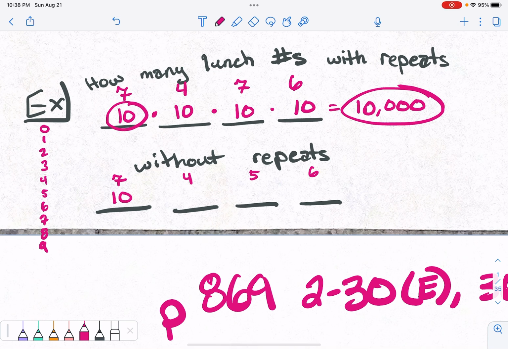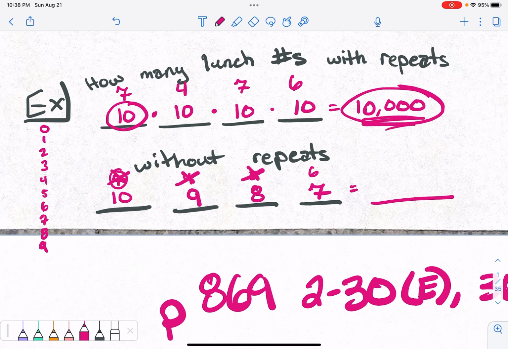So there are 10 numbers that could go in this first spot, but after the 7 is chosen, we cannot use a 7 again, which means there's only 9 numbers that could be chosen, okay? After we choose this as a 4, we can't use a 7 or a 4 again, so there's only 8 options. Then we can't use a 7, a 4, or a 5, so there's only 7 options, and we would multiply those together. Okay, 10 times 9 times 8 times 7, whatever that is, okay? And it's going to be a number that is smaller than 10,000 because we're limiting down the numbers. I want to say it's 5040, but don't quote me on that.